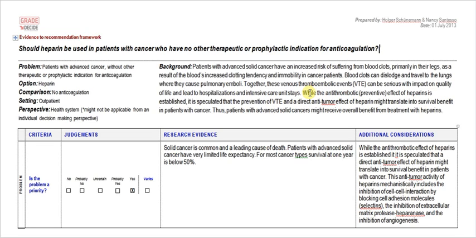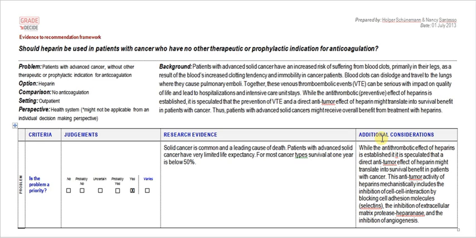There are 4 columns in the table. The first column lists the criteria to consider for each factor in the framework. The second column is to record the judgment that the guideline panel will need to make about each factor. The third column is to present the research evidence that is considered for each factor. And the fourth column is to record any comments and additional explanations that might be important to understand the decision of the guideline panel.